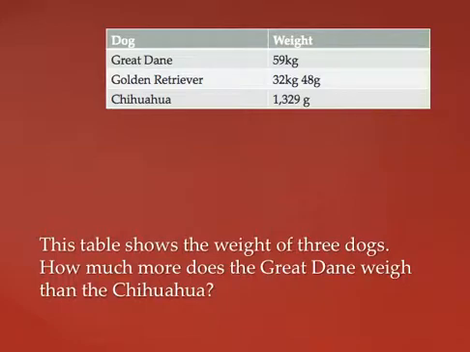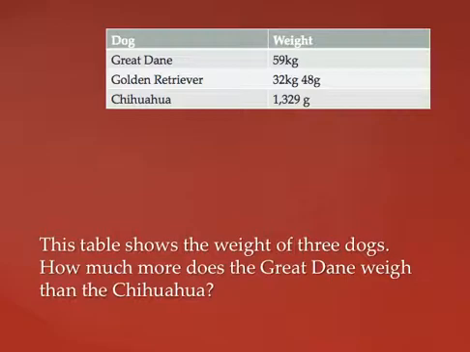So let's take a look at this problem. It says this table shows the weight of 3 dogs. How much more does the Great Dane weigh than the Chihuahua? Okay, so the first thing I have to do is read the problem and then make sense of it. So I see the 3 dogs and it wants to know how much more does the Great Dane weigh than the Chihuahua. So I'm not even going to need this golden retriever information. It's just how much more does this weigh than this.